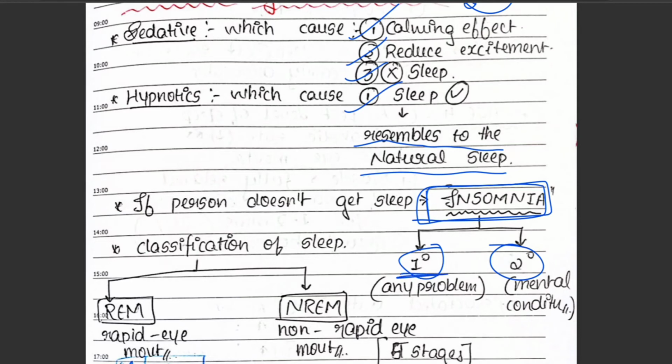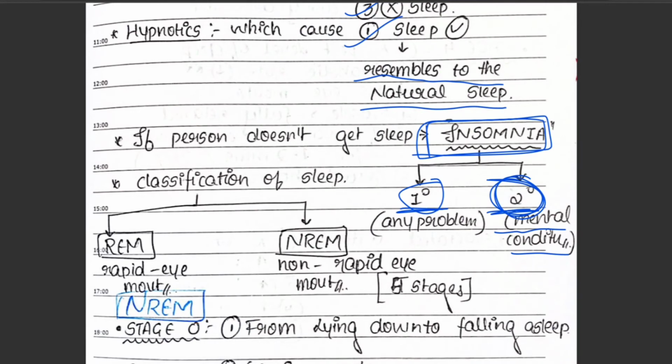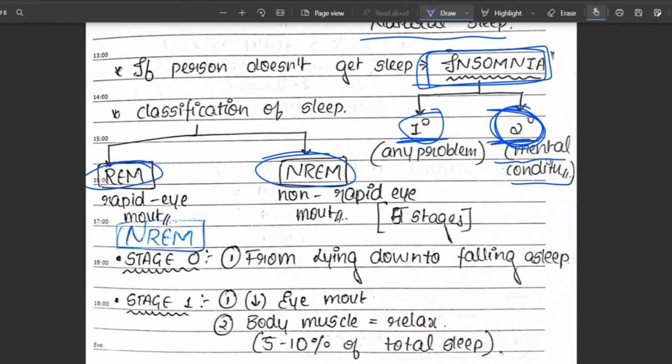The secondary one is the one which is created by a mental condition. It's not a normal one. You have to consult a psychiatrist, who will give prescribed drugs and get you back into your normal condition. So classification of sleep, as we have discussed, is of two types: REM sleep and NREM sleep. REM is rapid eye movement and NREM is non-rapid eye movement, which is divided into five stages.